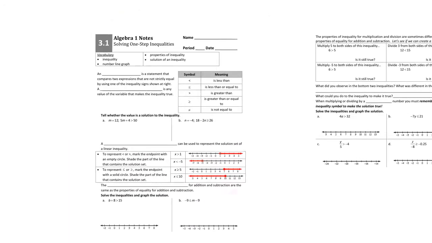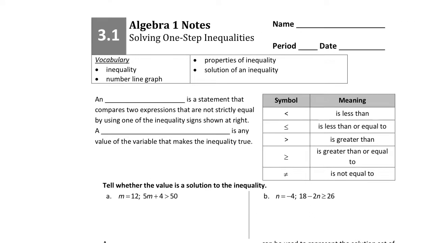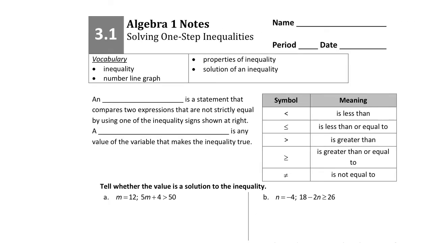That brings us to this lesson on one-step inequalities, or just what is an inequality. So we've got some key terms to go over here. We've got to talk about what is an inequality. We're going to look at number line graphs. We're going to look at properties of inequalities. Remember, we've looked at properties of equalities before. And we're going to look at the solution of an inequality.